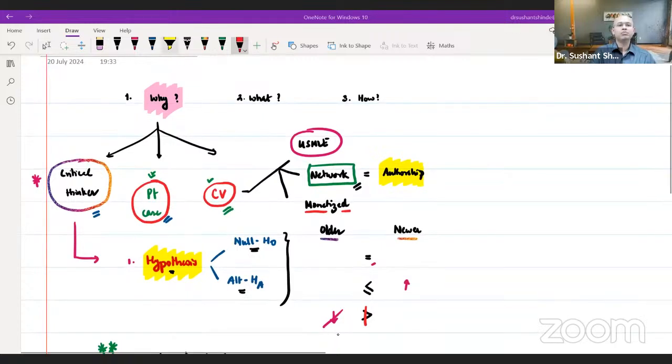I repeat, my biggest reason why someone should think of research is to become a critical thinker. Of course, it will help you in patient care. For example, you'll know how to use a new drug, when to use a new drug, when not to use a new drug. It will definitely add to your CV, but that's not just about the CV. It will also be about your network.